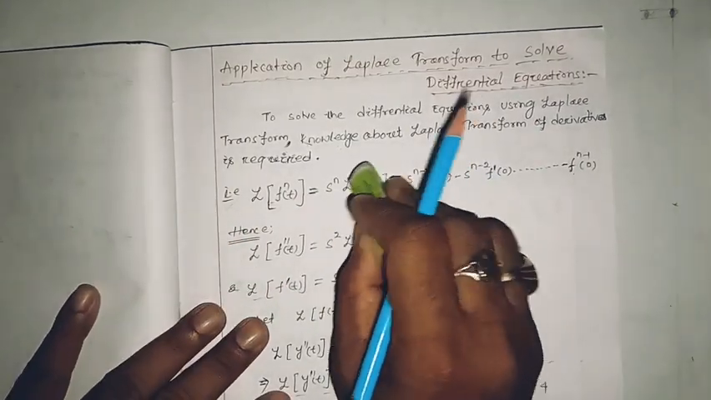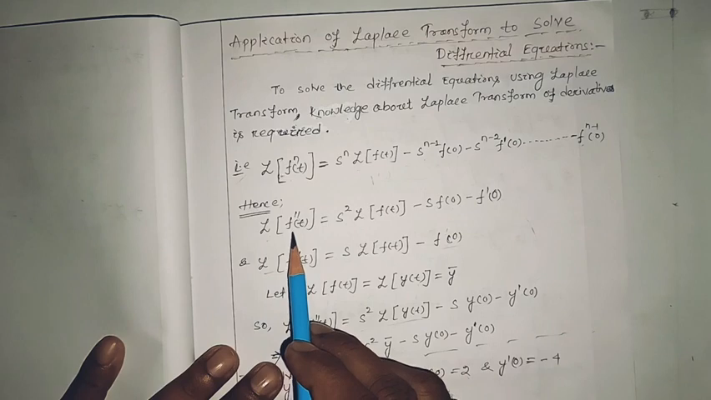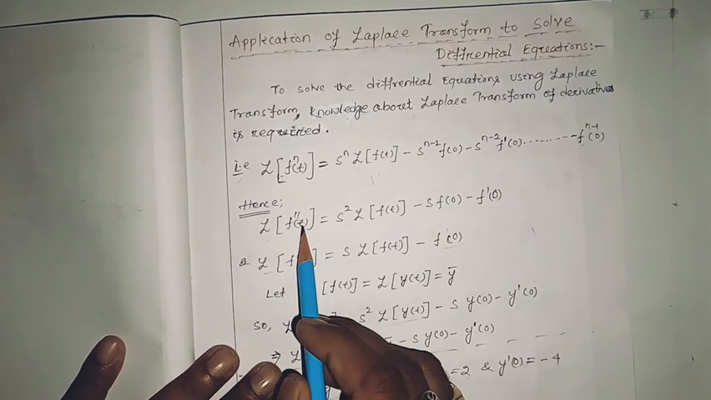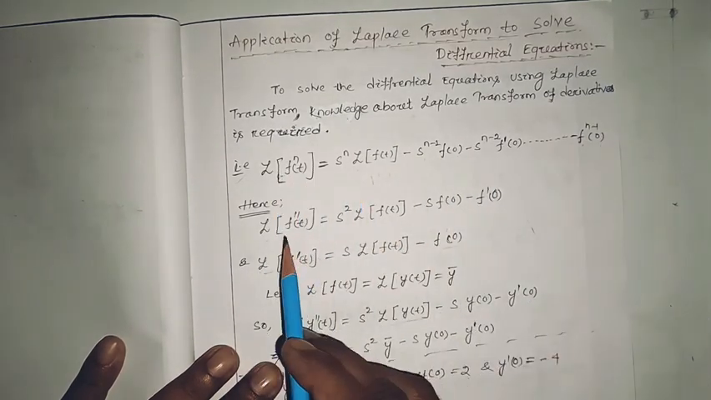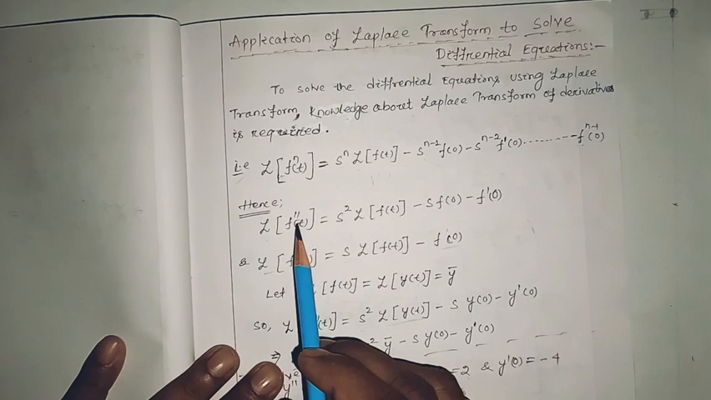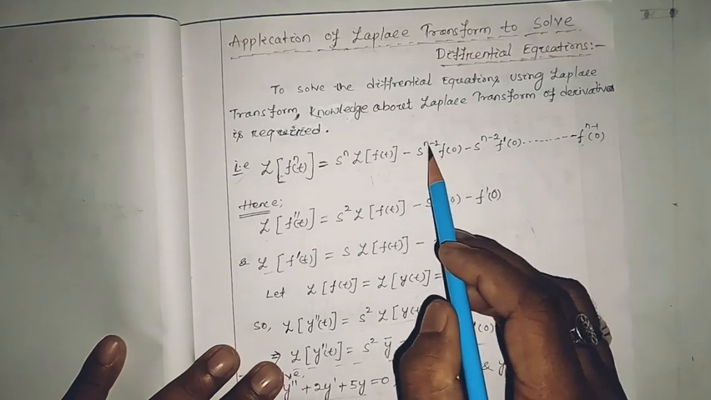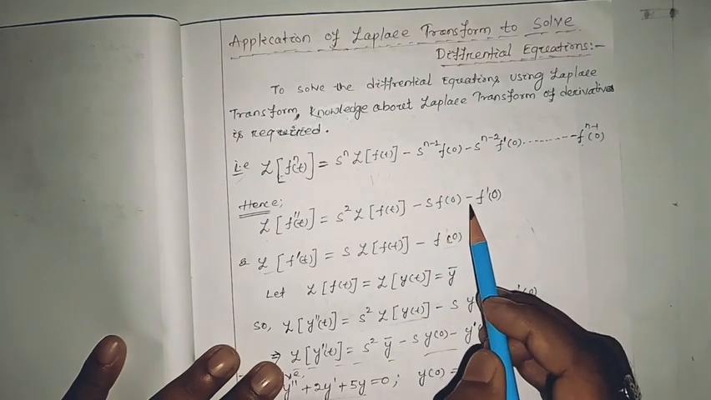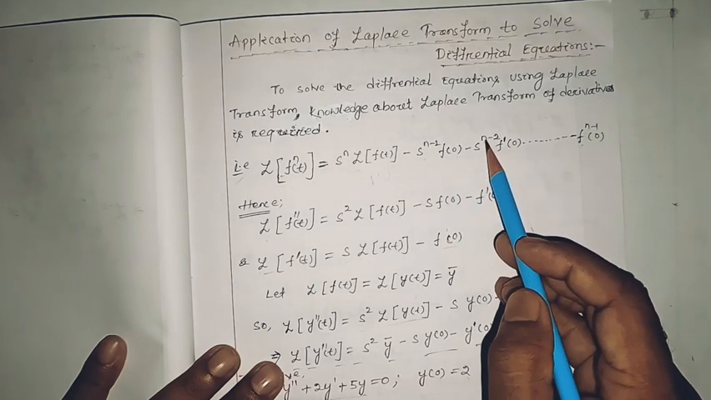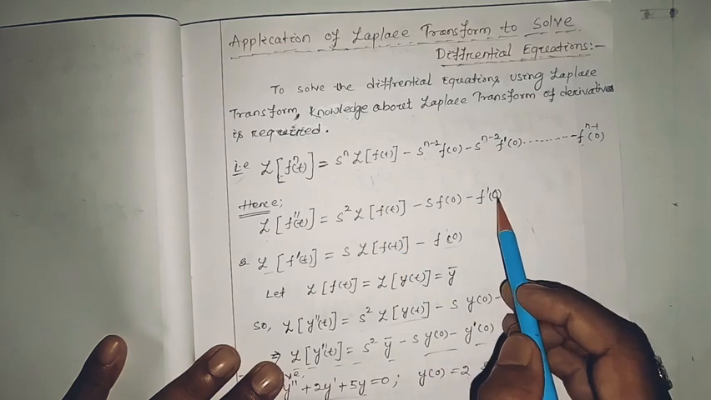So if we consider the second derivative, f double dash t, the Laplace transform of the second derivative of a function f(t) will be, here n will be 2, s to the power 2 times the Laplace transform of f(t), minus s to the power 2 minus 1, that is 1, f(0), minus s to the power 2 minus 2, that is s to the power 0, which is 1, times f dash 0. So the last expression for the double dash will be f dash 0, right?